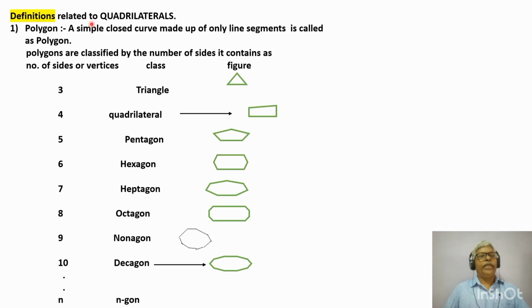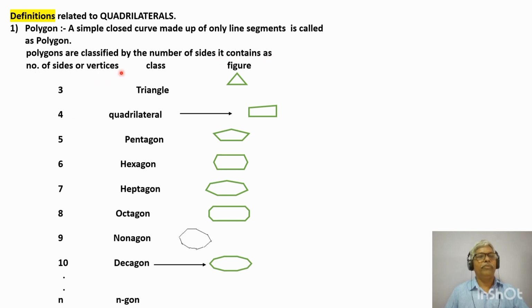So to study quadrilaterals, we need to study some definitions. Here are some definitions. Polygon: a simple closed curve made up of only line segments is called a polygon. That means you do not have a curve. So polygons are classified by the number of sides they contain.